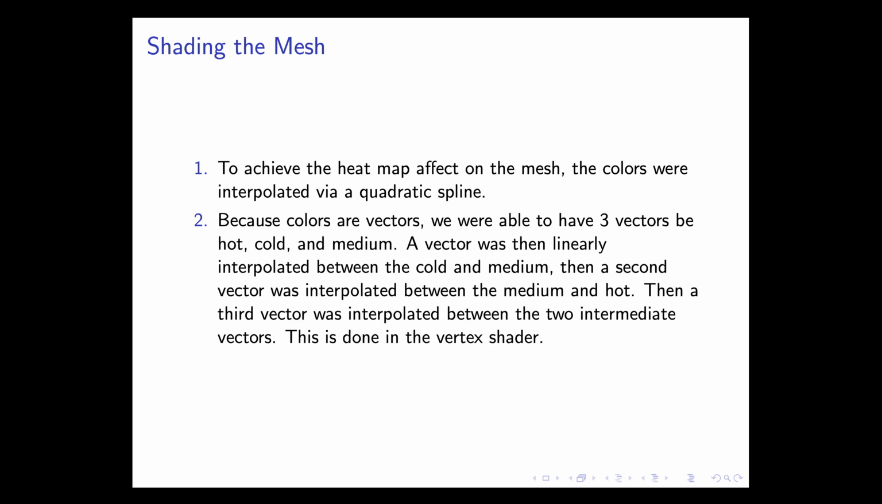We have 3 vectors: a hot, a cold, and a medium vector. We linearly interpolate between the left 2 vectors, then between the right 2 vectors, and then between those 2 intermediate vectors. That's how we get the color, the heat map.